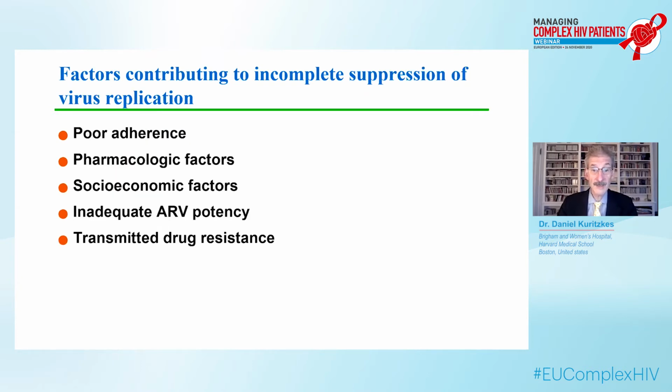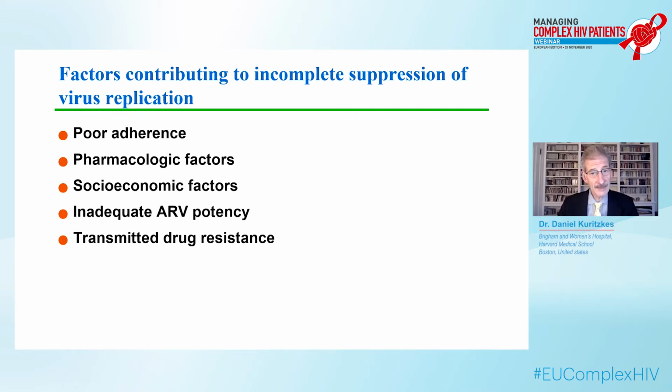Well, what are the factors that contribute to incomplete suppression of virus replication? First and foremost is poor adherence or challenges with adherence to an antiretroviral regimen. There may be pharmacologic factors, either drugs or foods that interfere with the absorption of antiretrovirals or that accelerate their clearance. There can be socioeconomic factors that make it challenging for patients to be able to access their therapy, to renew their prescriptions in a timely manner, and to be able to keep a supply of medication at home to be able to take their drugs on a regular basis.